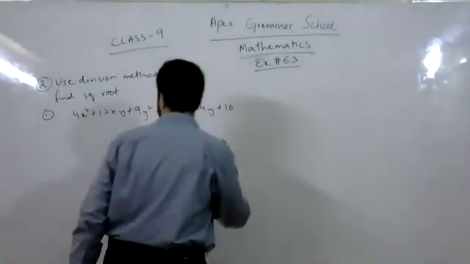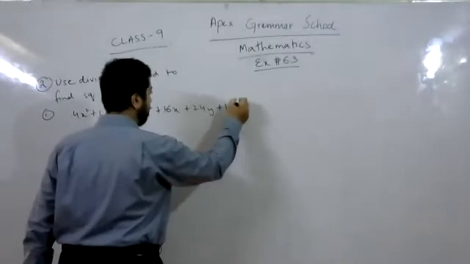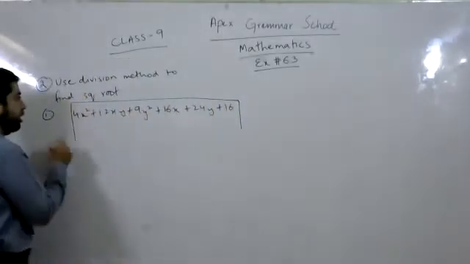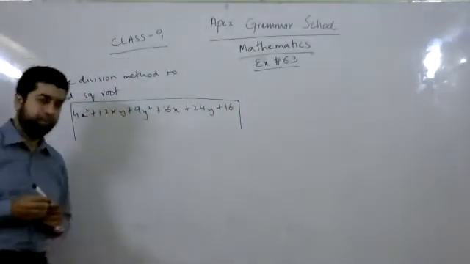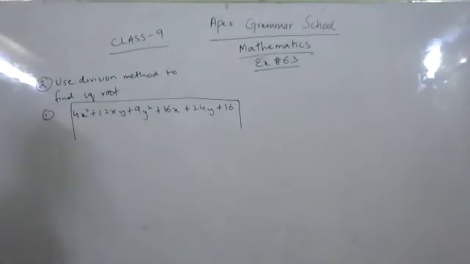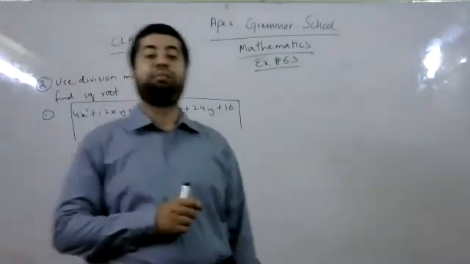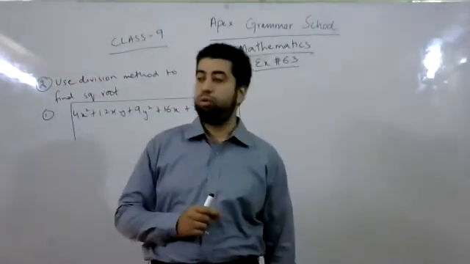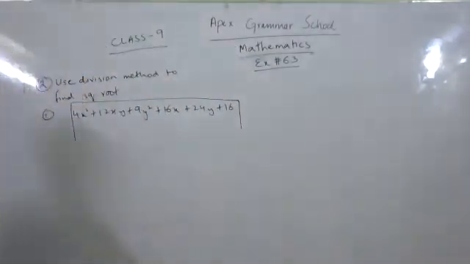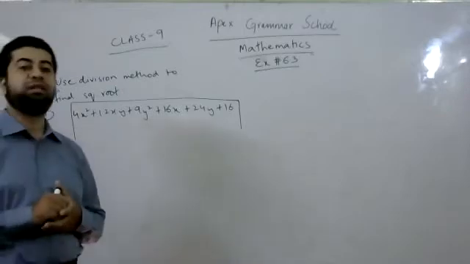Now the technique here is to solve it just like in division. For the division method, you need a divisor. Divisor means a number through which we need to divide this expression, but we don't have any such number, so we need to judge what the divisor is.